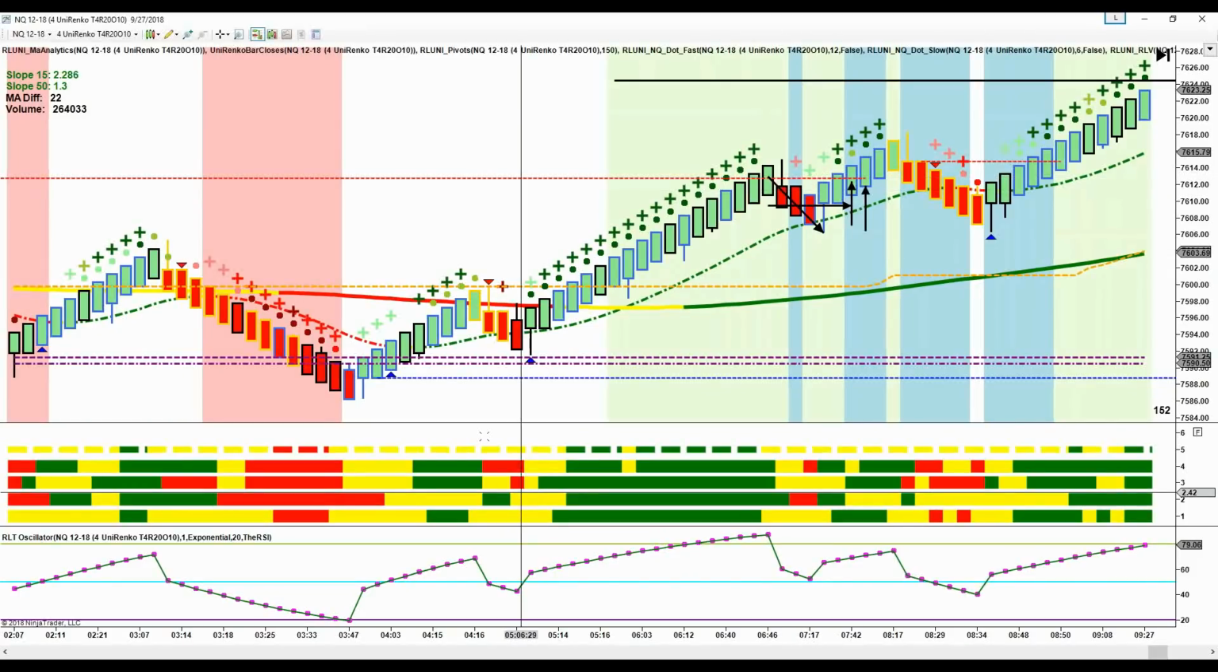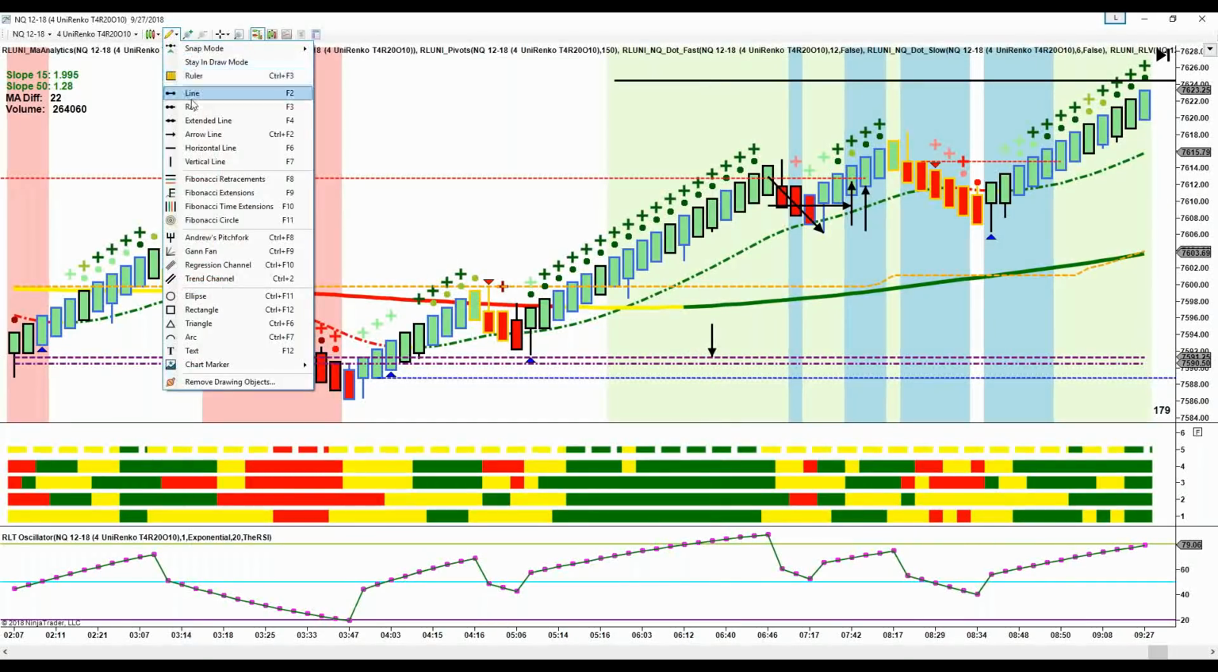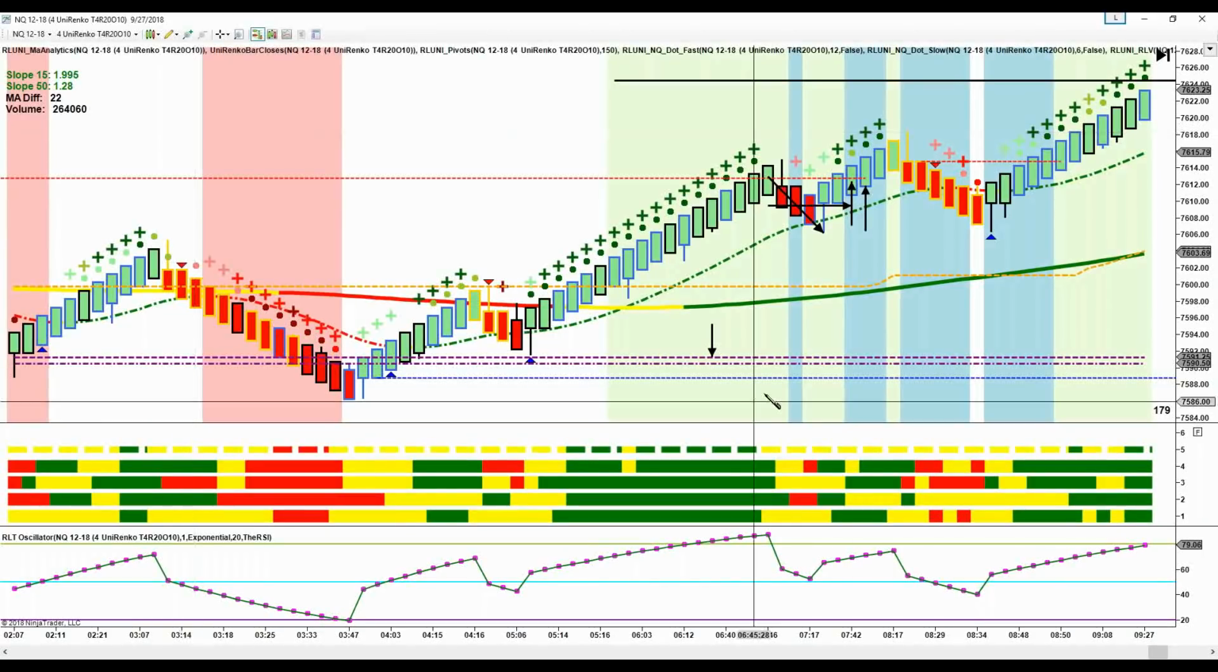Now, there are other lines on the chart, and this is just a support pivot. This is a resistance pivot, blue and red. This is the open, which is a very important line in terms of support and resistance. And this is yesterday's close, right here.